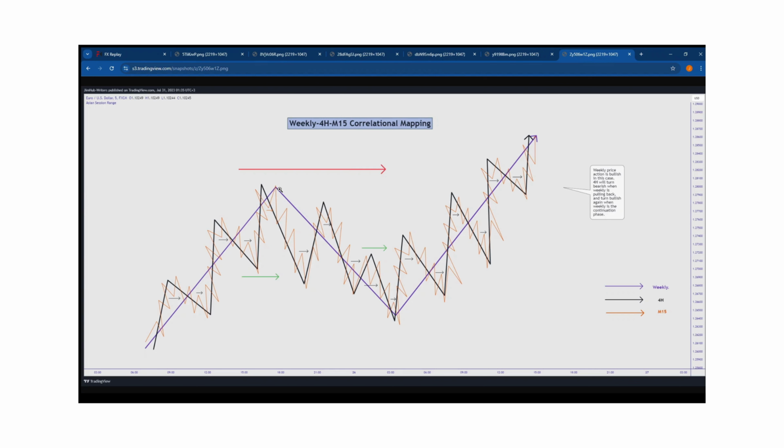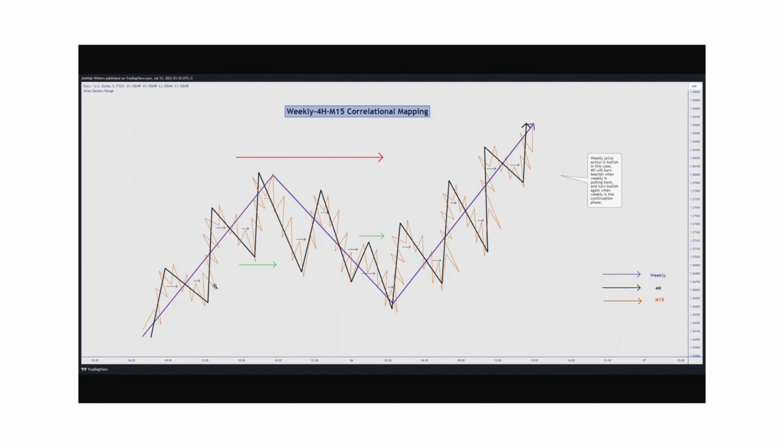The purple line being the weekly order flow is bullish. We have the H4, being the black line, the swing structures have a bullish order flow at this point, correlating with the weekly bullish. Once the weekly wants to pull back, we have the H4 shifting bearish, and once the weekly wants to continue with its pro trend, we have the H4 shifting bullish to realign with the weekly.